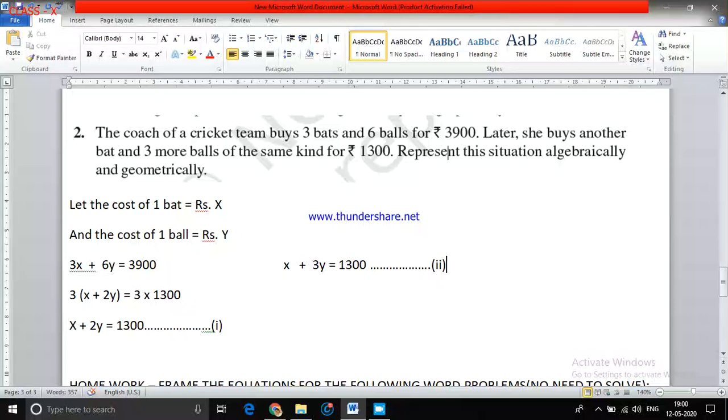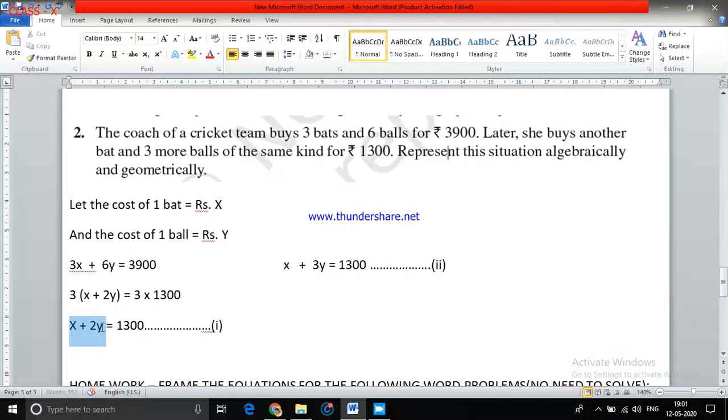Now if you observe equation number 1 and equation number 2, is this situation possible? Now one of the questions will be something like this. They give the equation, they'll ask you whether this situation is possible. That means the coach can buy 3 bats and 6 balls for 3900, and 1 bat and 3 balls for 1300. Can she buy this way? Is it possible? Now without solving these equations, still I can say that it is not possible. How I am saying? You look here.